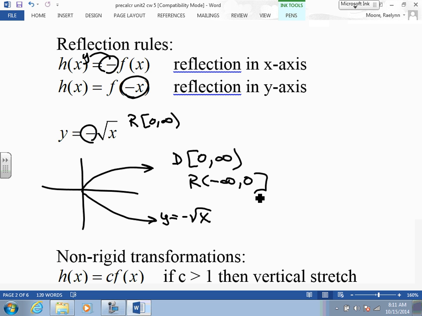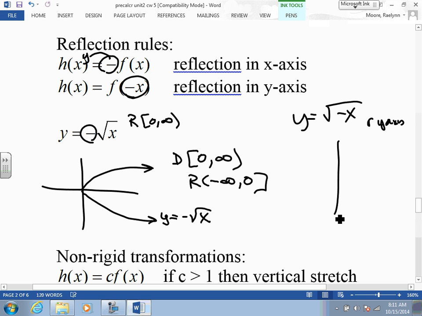Okay? See your difference here? Watch this one. Don't pack it up yet, guys. This one says my x is negating. X goes from positive to negative. Where's my reflection? Over the y. So instead of that, it's over here. So did my domain change? Yes. Now I'm negative infinity to 0. Did my range change? No.